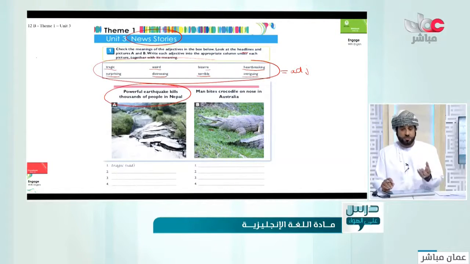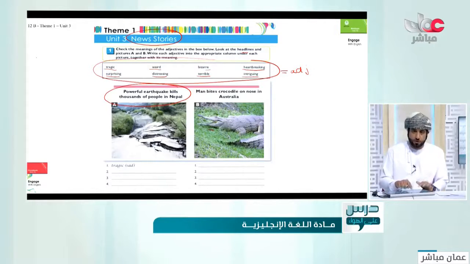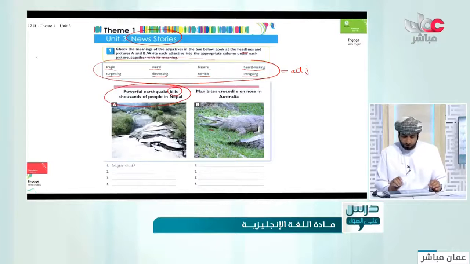Powerful earthquake kills thousands of people in Nepal. Wow. The news headline here is a bit shocking. We have to focus on that one, and the readers of that newspaper will try to continue reading the story itself. As you can see, kills here is present simple, as we have mentioned. Most of the headlines are using present simple.